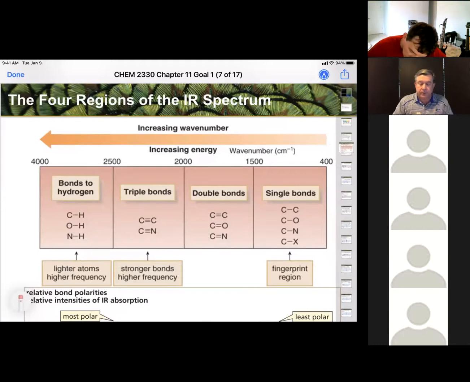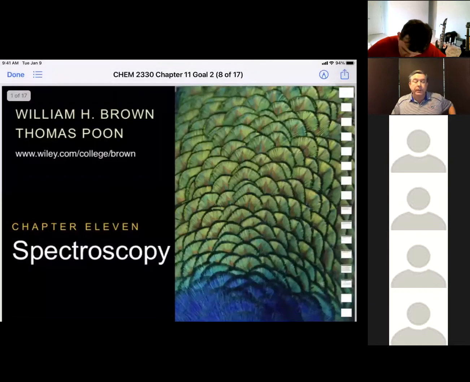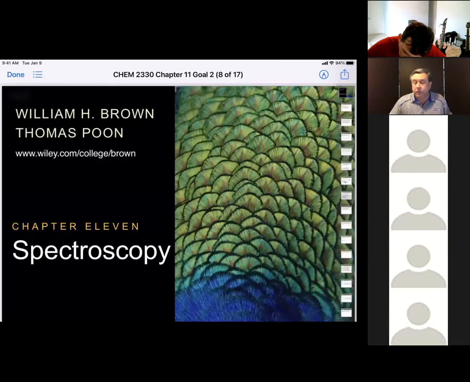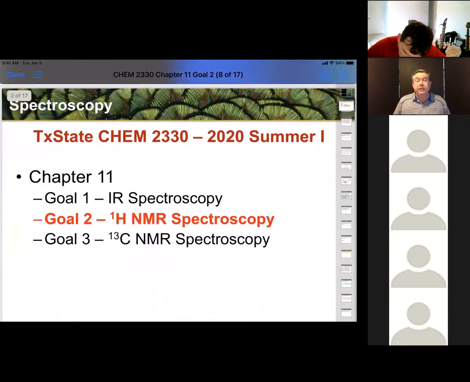Okay, well, let's move on to goal number 2. Goal number 2 is what we call NMR, or proton NMR spectroscopy. Okay, so we need to talk a little bit about nuclear magnetic resonance and why the hydrogen is the one that is active to this type of spectroscopy.